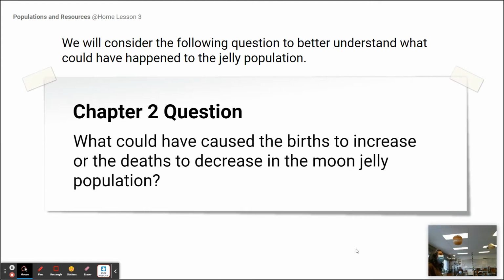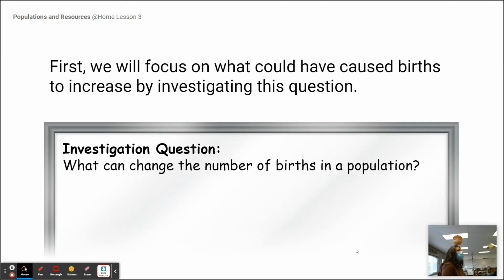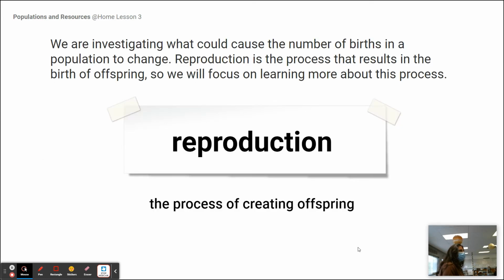So if we have less death, we're going to have higher population numbers. Chapter 2 question we're going to consider to better understand what could have happened to the jelly population. What could have caused the births to increase or the deaths to decrease of the moon jelly population? So what 2 things could have happened, or many things could have happened, to cause those 2 situations? We're going to first focus on what could have caused the births to increase by investigating what can change the number of births in a population.